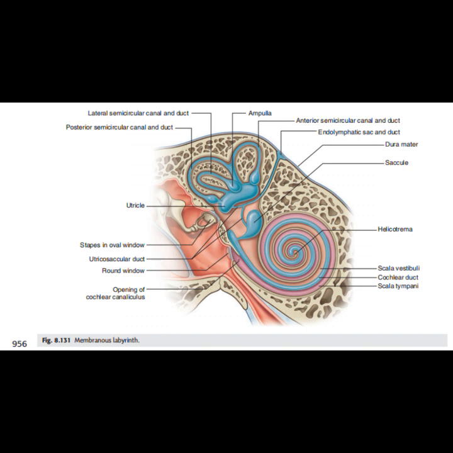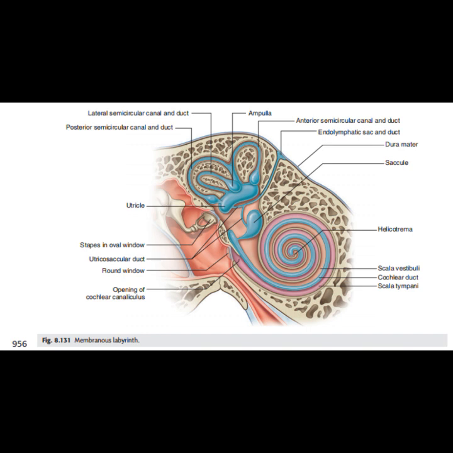Sensory receptors. Functionally, sensory receptors for balance are organized into unique structures that are located in each of the components of the vestibular apparatus. In the utricle and saccule, the sense organ is the macula of the utricle and the macula of the saccule, respectively, and in the ampulla of each of the three semicircular ducts it is the crista.